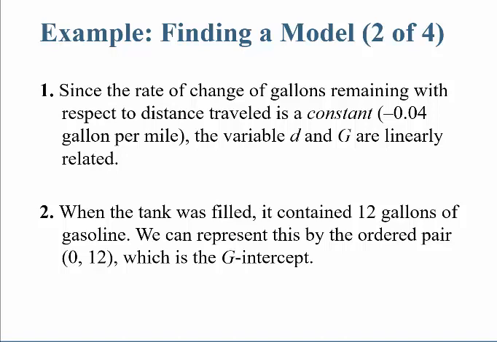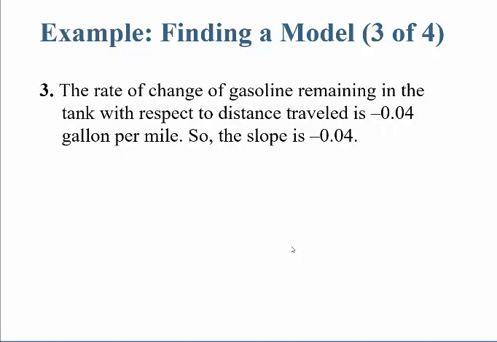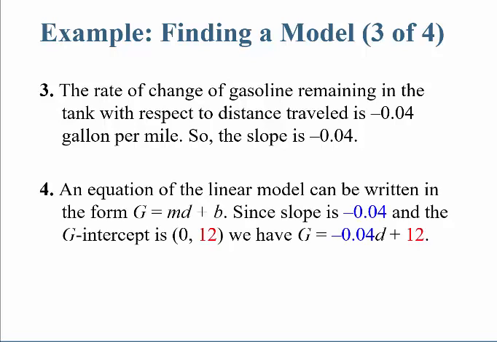We can represent this by an ordered pair: she has driven 0 miles, so (0, 12), it has 12 gallons of gasoline. So that's the G-intercept, the amount of gasoline remaining. The rate of change of gasoline remaining in the tank with respect to distance traveled is minus 0.04 gallons per mile. So the slope is negative 0.04.